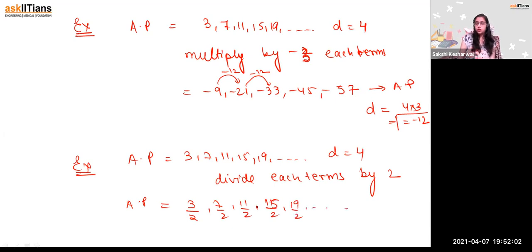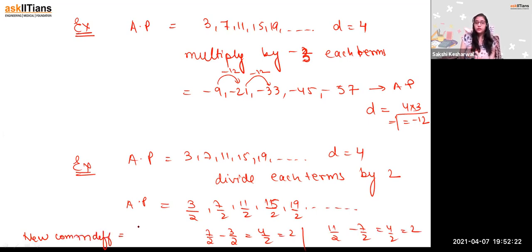Is this an AP? Just see the common difference. 7 by 2 minus 3 by 2 is 4 by 2, which is 2. Now 11 by 2 minus 7 by 2 is 4 by 2, which is 2. So your new common difference is the original D divided by the number you divided by, which is 2. That's it. So these are the important properties.